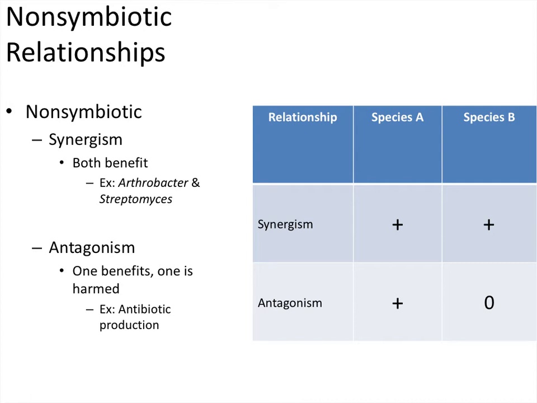So many fungi and bacteria that live out in the environment produce these chemicals that we call antibiotics and secrete them out into the soil or out into the environment. And those chemicals kill off nearby bacteria. In this situation, the one that's benefiting is the one that is producing that chemical, either that bacteria or that fungus that is producing the antibiotic. And the one that's being harmed is obviously the one that is getting killed by it.